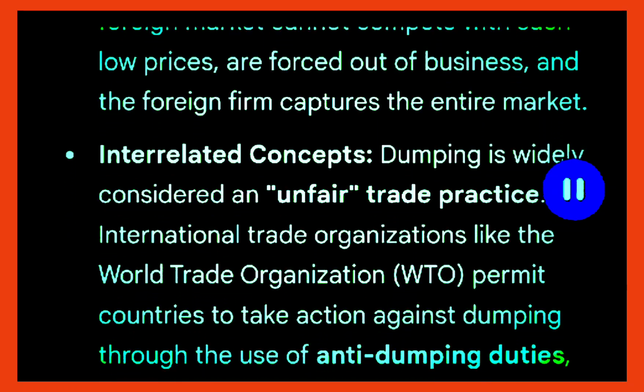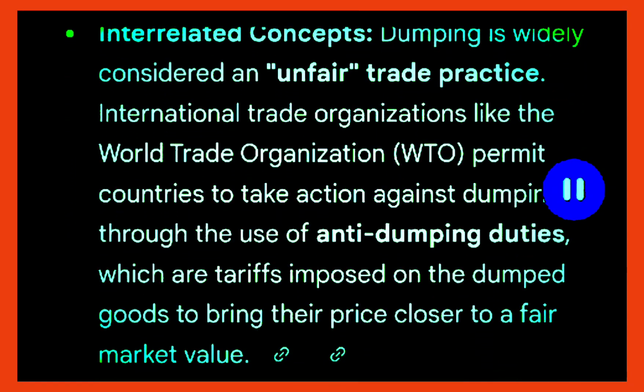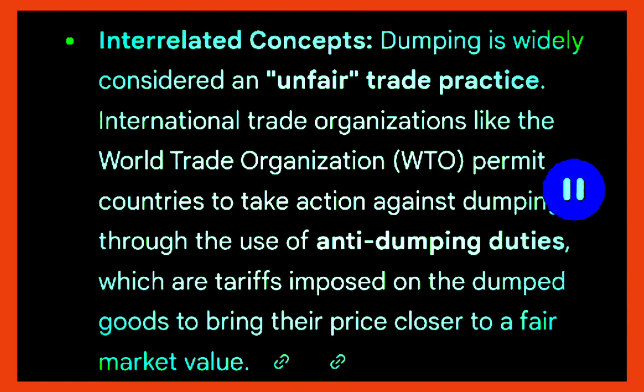Interrelated concepts. Dumping is widely considered an unfair trade practice. International trade organizations like the World Trade Organization, WTO, permit countries to take action against dumping through the use of anti-dumping duties, which are tariffs imposed on the dumped goods to bring their price closer to a fair market value.